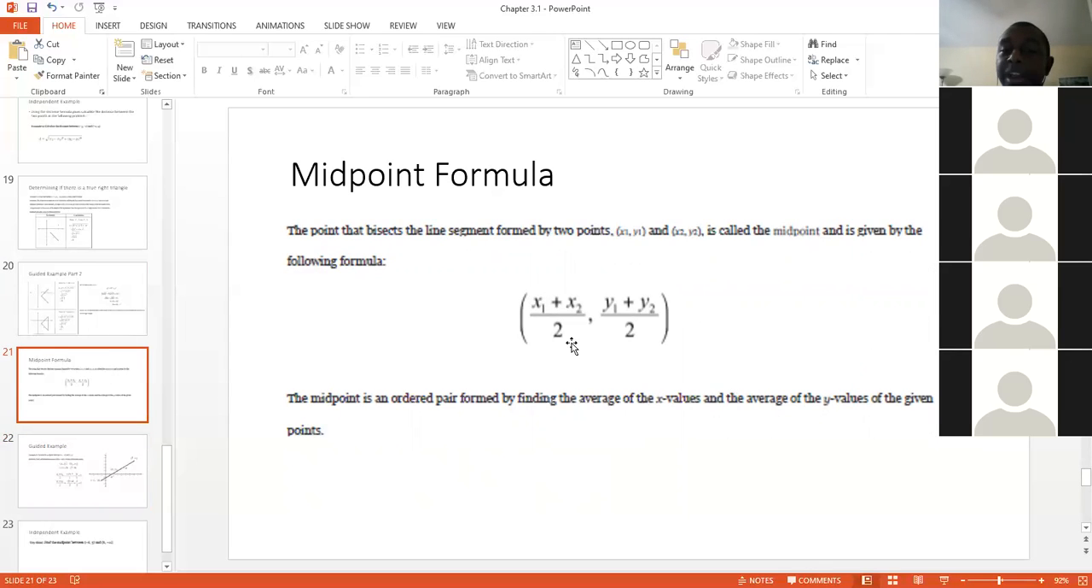It's pretty much just the average of the x coordinates and the y coordinates. So x1 plus x2 divided by 2, comma, y1 plus y2 divided by 2. This is how you find the midpoint ordered pair. You're just finding the average of the x values and the average of the y values. Let's see an example of this.